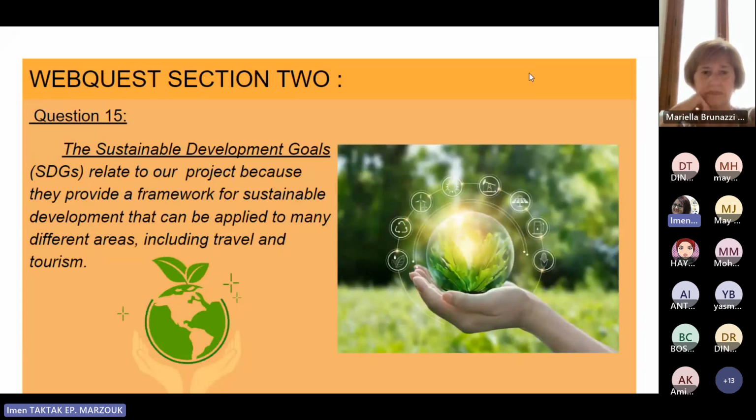Question 14: the Sustainable Development Goals, or SDGs, relate to our project because they provide a framework for sustainable development that can be applied to many different areas, including travel and tourism.